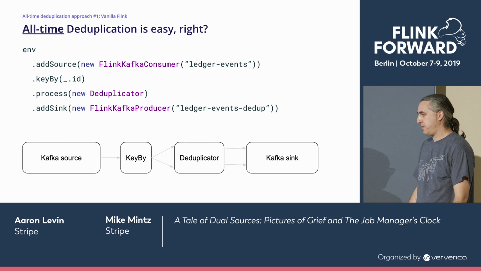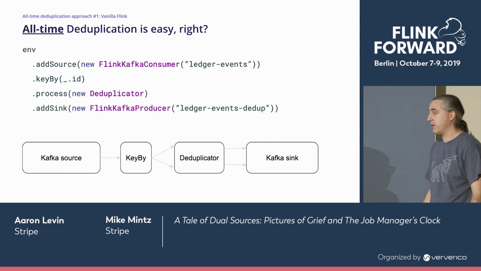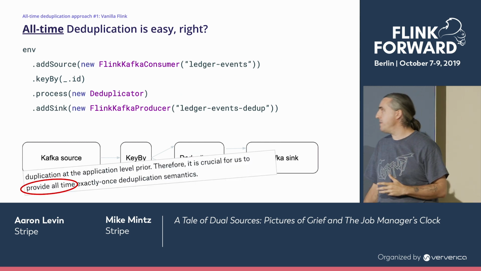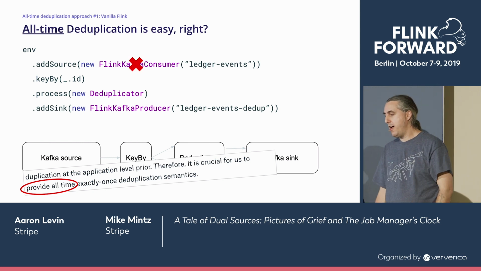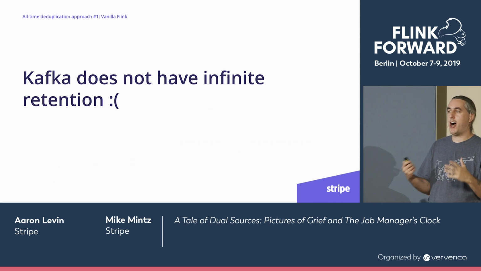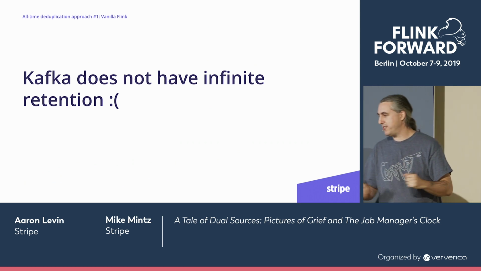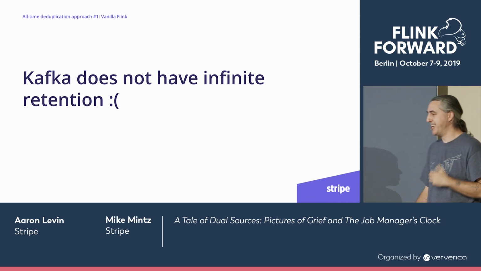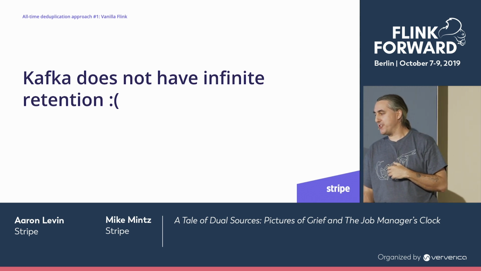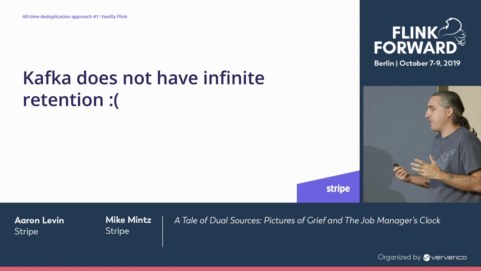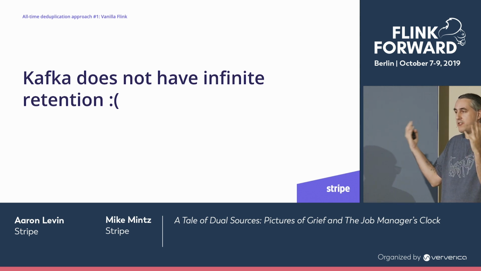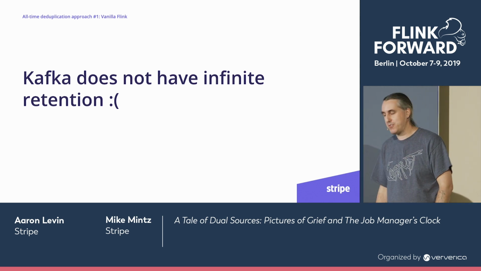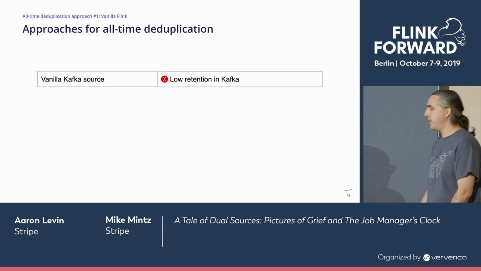Now, why shouldn't this work? Well, unfortunately, this last requirement means that all of our events need to be in Kafka. And Stripe does not operate Kafka with infinite retention. I wish we did. So if we want to start our deduplicator from Kafka, we have to have all our events in Kafka, and Stripe's retention period on most topics is 3 days. So that didn't really work for us.